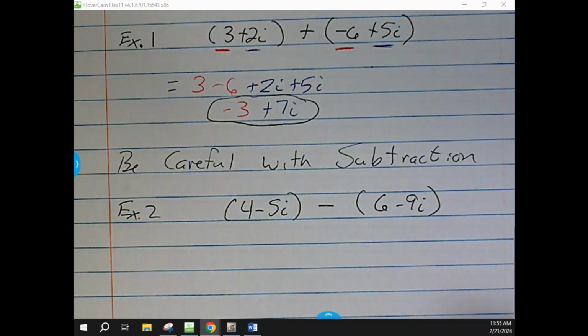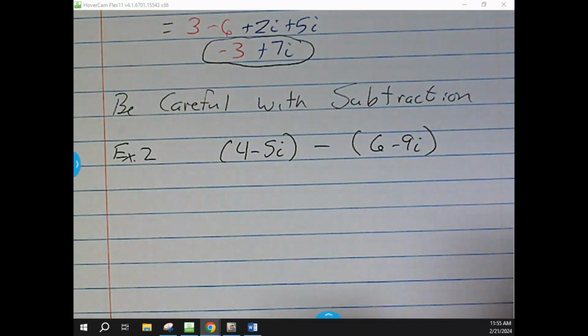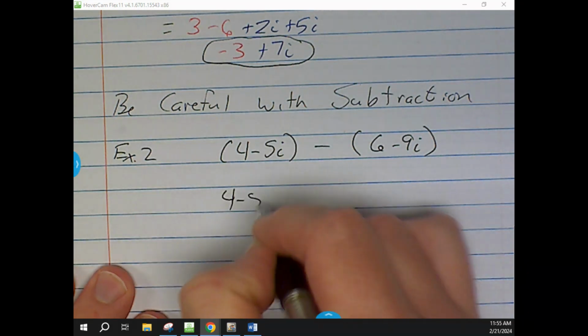Okay, so for subtraction, we're going to do 4 minus 5i minus 6 minus 9i. All right, again, it's not hard. Just be careful. Don't get in a hurry as you go through this one. Because with subtraction, the first number is okay. It's 4 minus 5i. That part will not change.